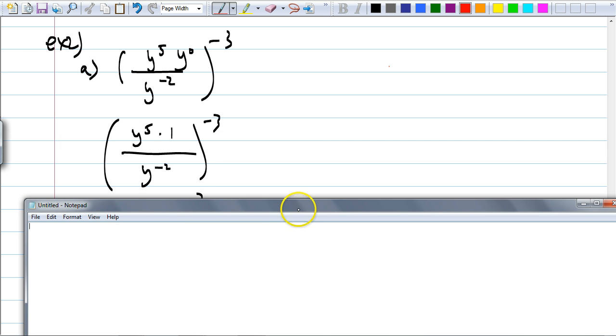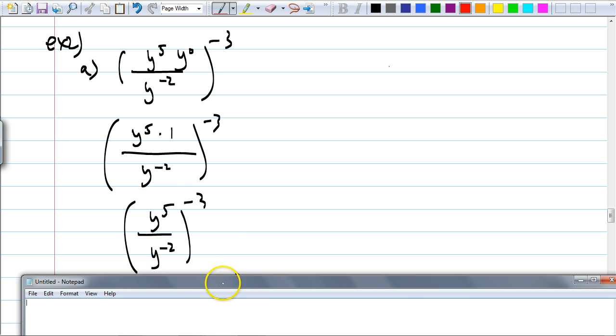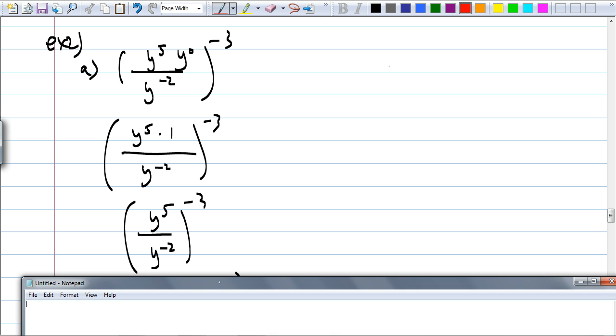Okay, so can I just write it this way? I'm just going to replace y to the 0. Don't you add 5 and 0? Yeah, you could add 5 and 0, you still get y to the 5. So it's the same thing. You get y to the 5th no matter how you do it, right? You could either change this to 1 or add 5 and 0, you get 5. Now, we basically have this, right? y to the 5th over y to the negative 2.